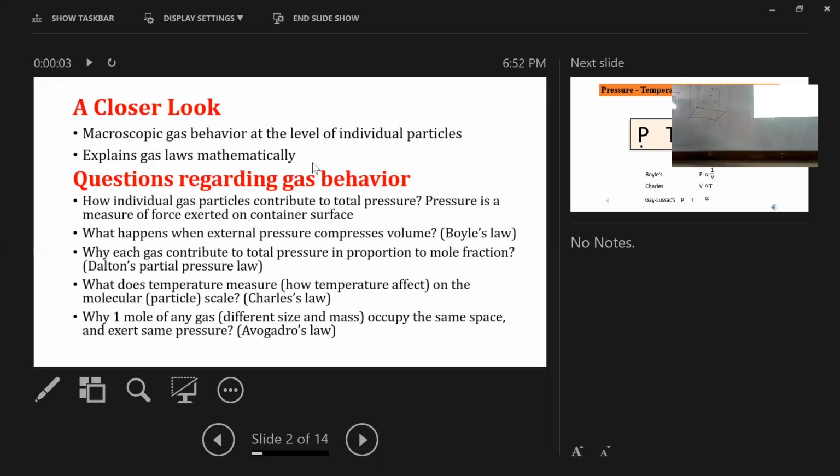We'll learn that. What does temperature measure? How does temperature affect things on the molecular particle scale? That is Charles's law. We will learn why 1 mole of any gas, maybe 1 mole of hydrogen, 1 mole of oxygen, 1 mole of carbon dioxide, whatever, for any gas, 1 mole of any gas occupies exactly the same space and exerts the same pressure. We will try to find out the answers to these questions.